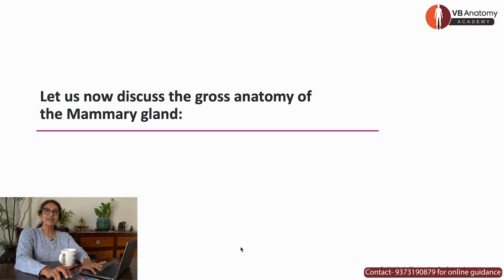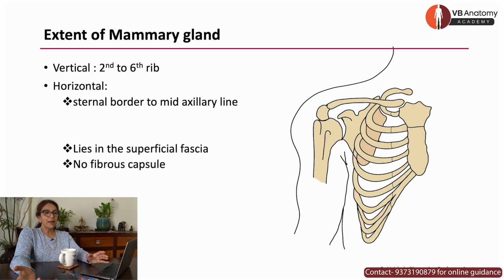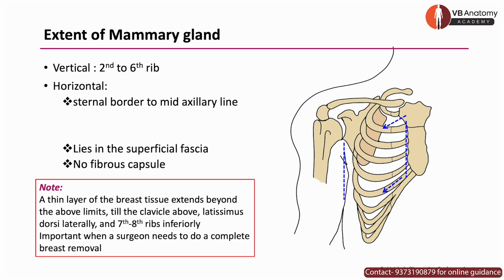So let's now discuss the gross anatomy of mammary gland. So mammary gland extends from the second rib to the sixth rib, lateral border of sternum to the mid-axillary line. It lies in the superficial fascia. It has no fibrous capsule. Remember, a thin layer of mammary gland, breast tissue, extends upwards beyond these given boundaries. It can even extend down till the 7th to 8th rib.